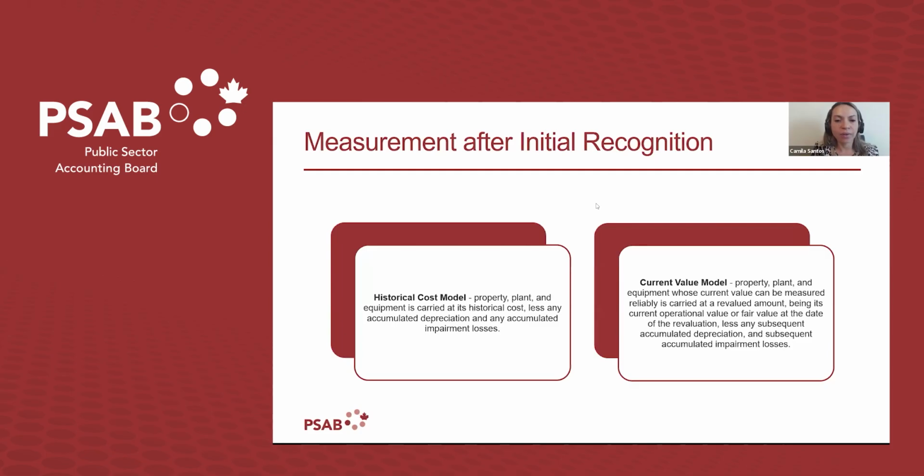The selection of current value measurement basis between current operational value or fair value is a key difference between IPSAS 17 and 45. This change reflects a more nuanced approach to valuation in the public sector, recognizing that assets may be held for different purposes and therefore should be measured differently. Now, let's take a closer look at the historical cost and current value models on the next slide.